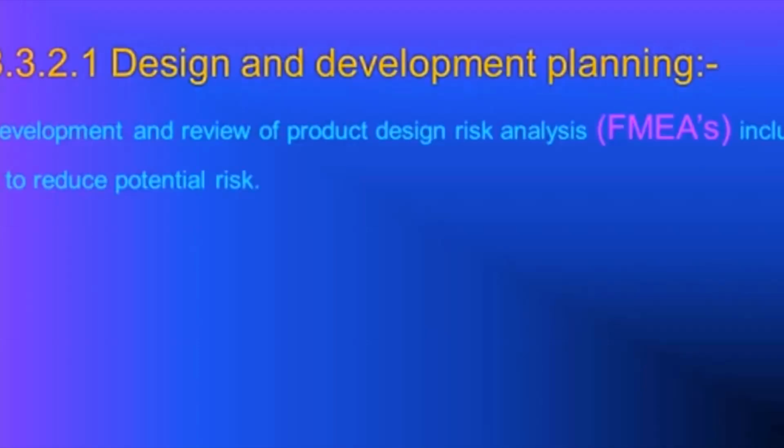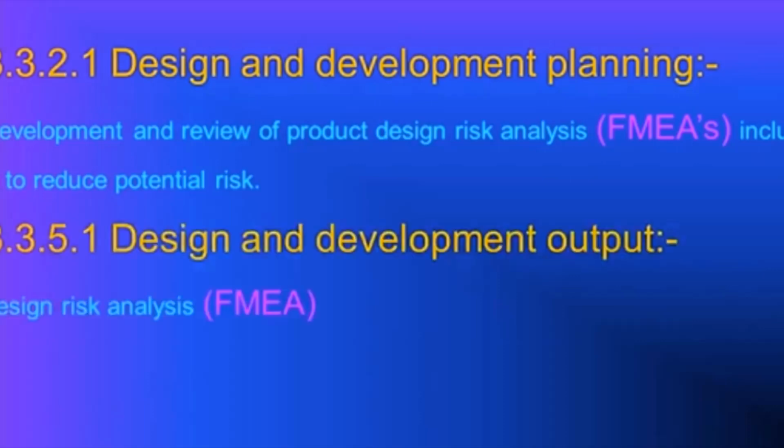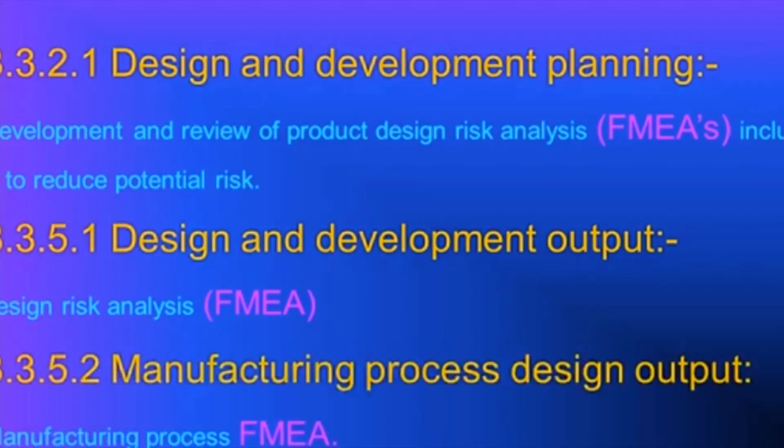Now, what are the linkages between IATF 16949 and FMEA? Doing a robust FMEA is also a direct requirement of the Quality Management System Standard IATF 16949, the clauses 8.3.2.1 for design and development planning, other clause 8.3.5.1 design and development output, and third clause 8.3.5.2 manufacturing process design output has a direct reference for the application of this methodology.